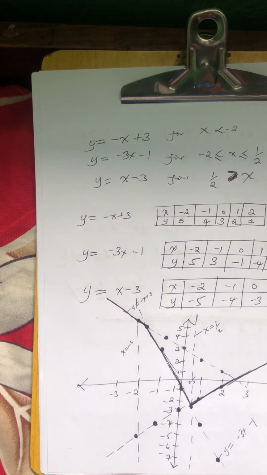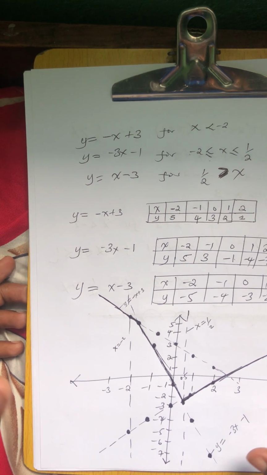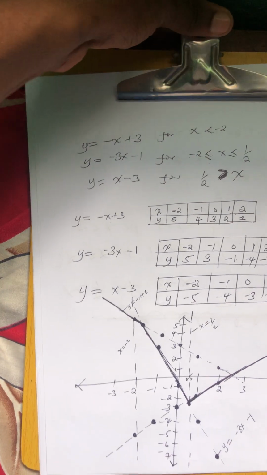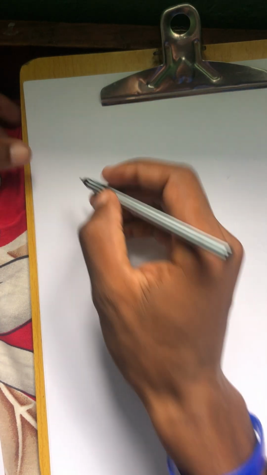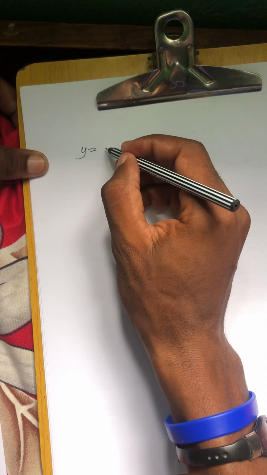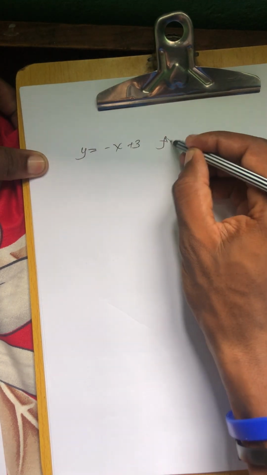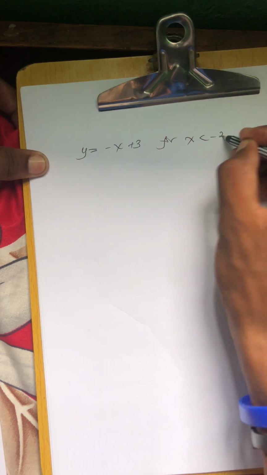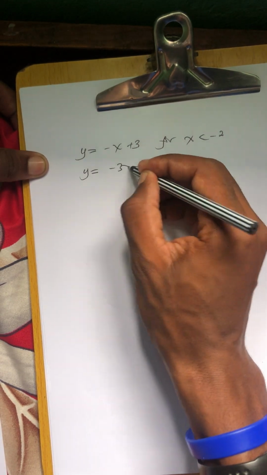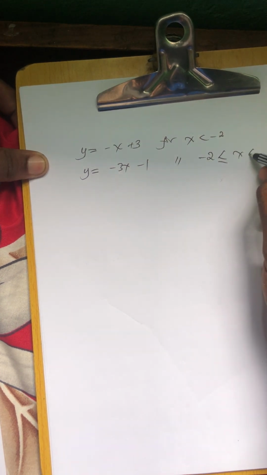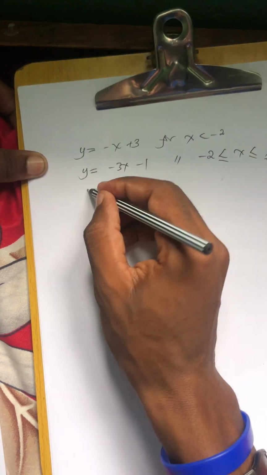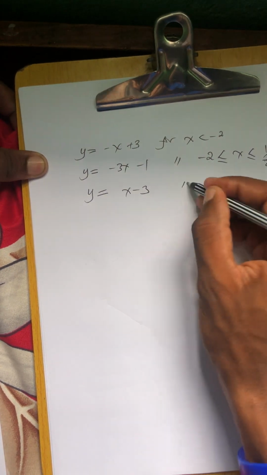Like that. So you can plot it in this form, or if you don't want this form, if it will confuse you, you have to consider the breakpoint. So we have y is equal to negative x plus 3 for x less than minus 2, then y is equal to minus 3x minus 1 for minus 2 less than or equal to x less than or equal to half, then y is equal to x minus 3 for x greater than half.